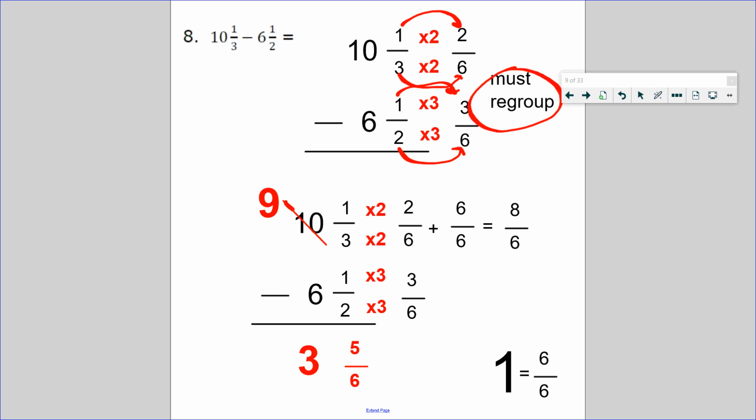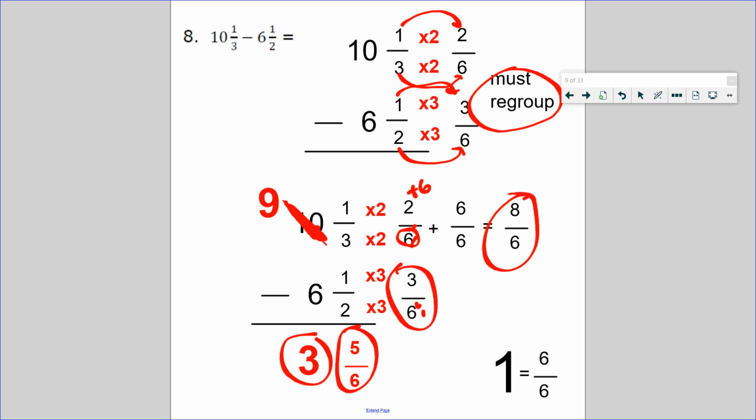So you take away from the 10, it becomes a 9. But how do you turn a 10 to a 9? You're taking away 1 from it. Some teachers teach it as 1 whole is equal to 6/6. Other teachers use the denominator 6 and add it to that, 6/6. 2 plus 6 is 8/6. 8/6 minus 3/6 is 5/6. 3 and 5/6.